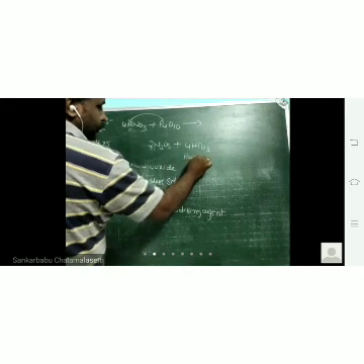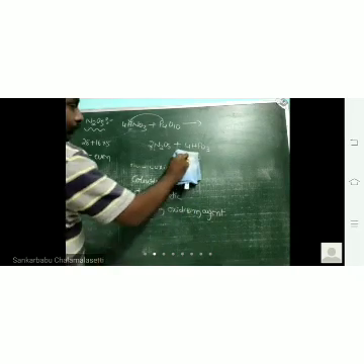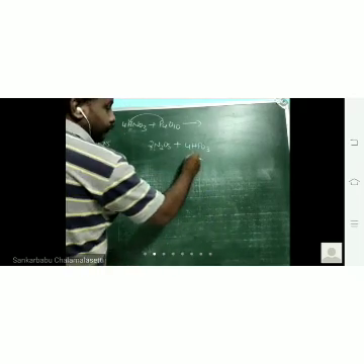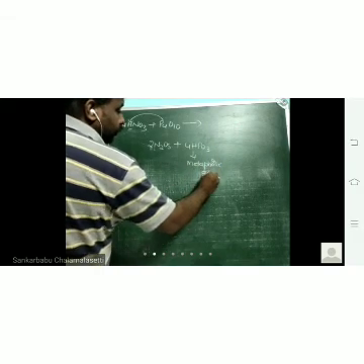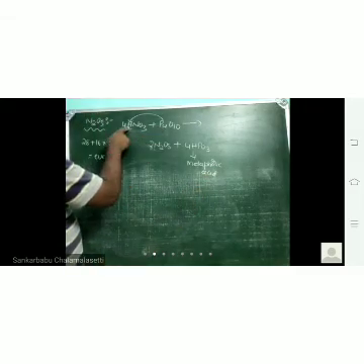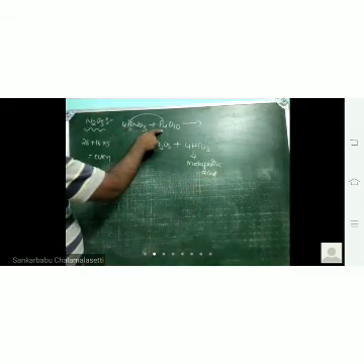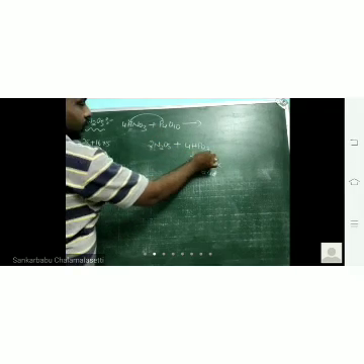This is called metaphosphoric acid. So it is very easy to remember this. Just replace all the 4 hydrogens with phosphorus, then you will get this compound.